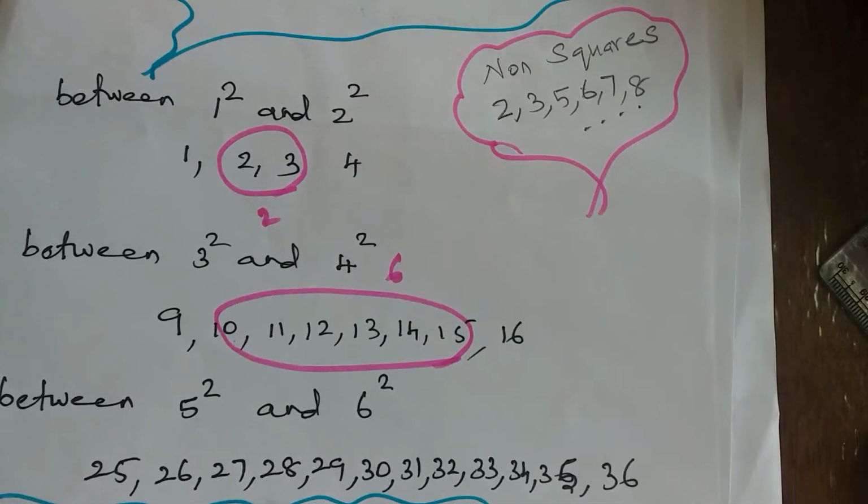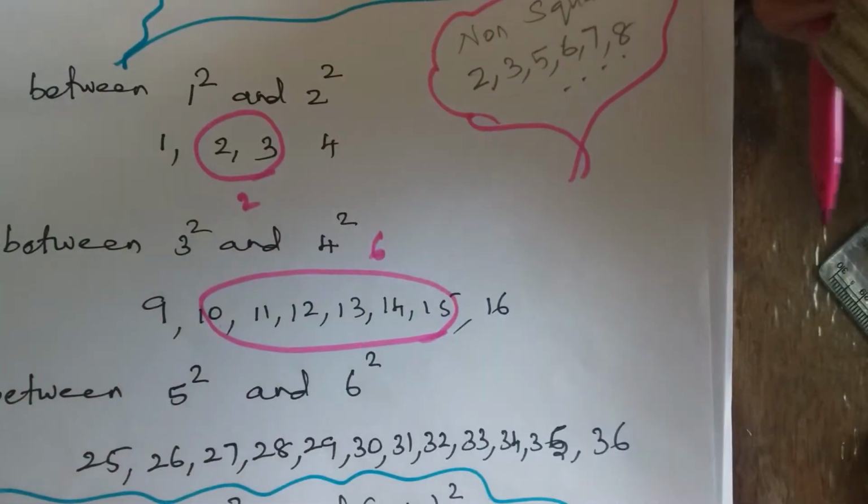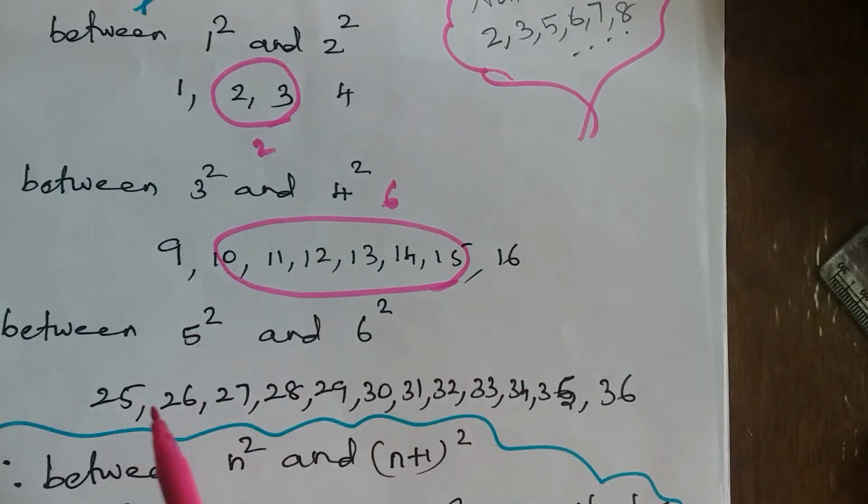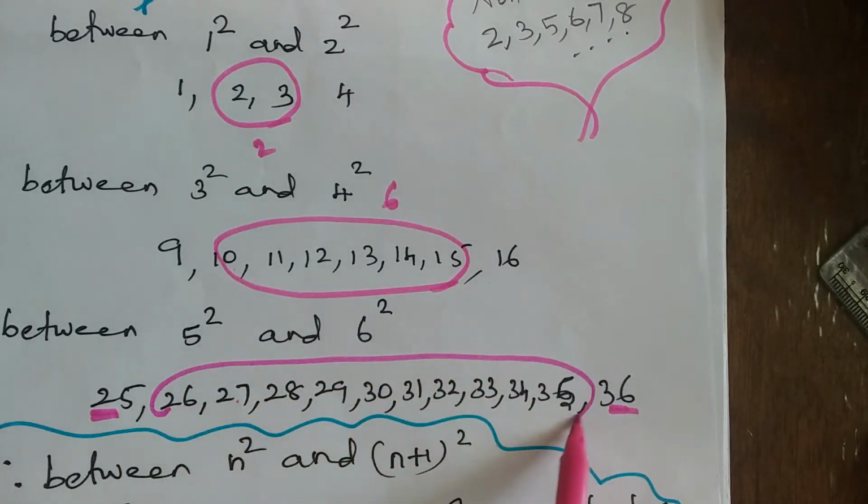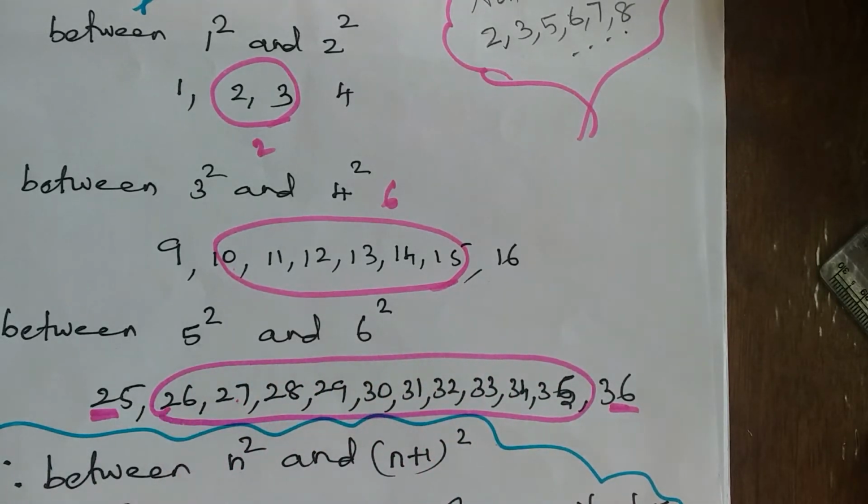And next, let us take one more example. 5 square and 6 square. 5 square is 25, 6 square is 36. And how many non-square numbers are there between them? 1, 2, 3, 4, 5, 6, 7, 8, 9, 10 numbers are there between 25 and 36.